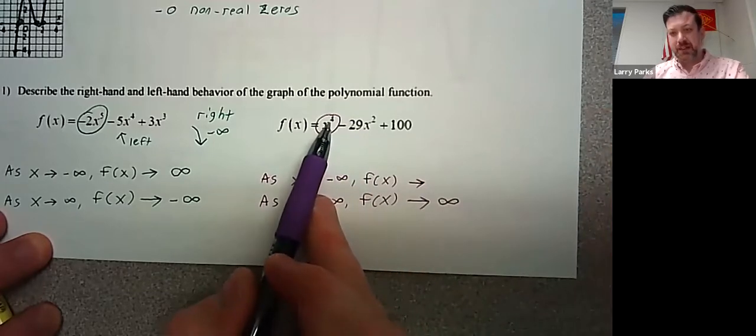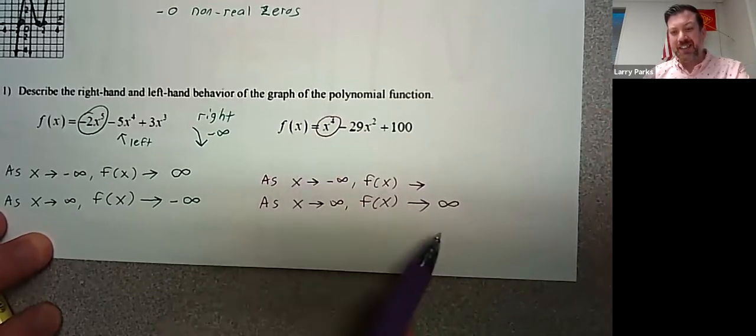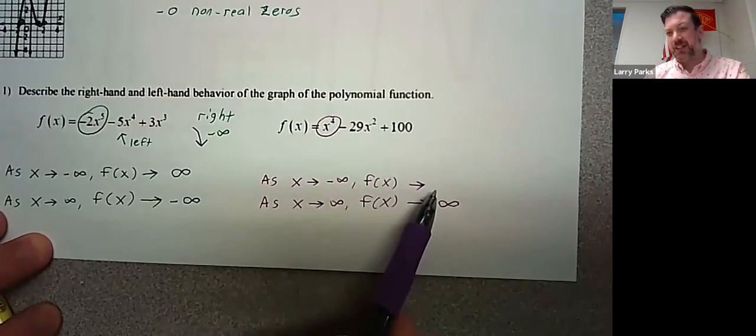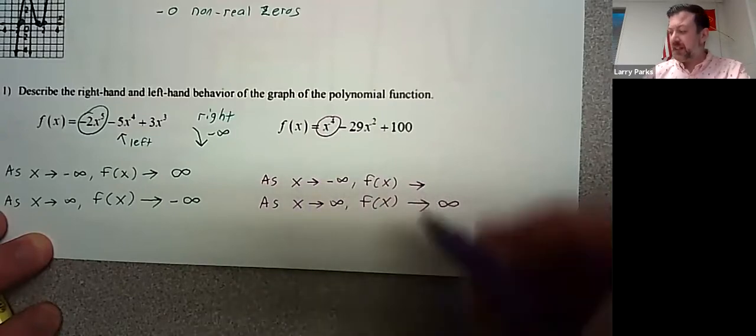And then you look at the degree. If the degree is even, you just copy the same thing. If it's odd, you would put negative infinity. 4 is even, so if this is infinity, that's also infinity.